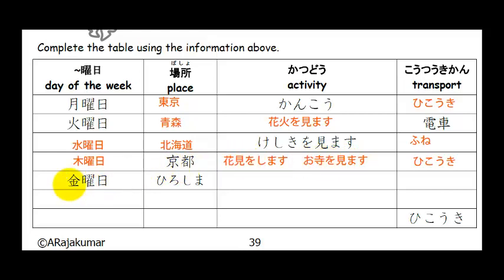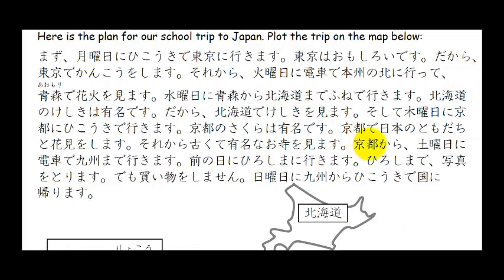Next, we're looking for what's going to happen on Kinyobi. We know the place is Hiroshima. We need to find out the activity, the katsudo, and the transport, kotsu kikan. How are we going to get there? Kyoto kara. From Kyoto, and that's a separate bit, so we'll just pop that aside. From Kyoto. Looking for a topic. No topic particle. Why? So straight to the verb at the end. Ikimasu. We will go. Let's work back.